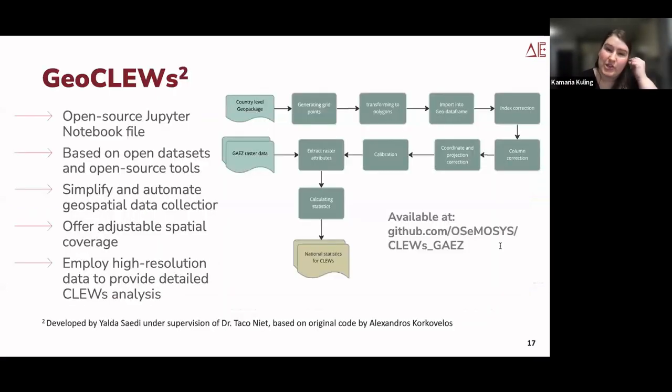And then another one is GeoCLEWs. As I mentioned, we got our land and water data from GAEZ, the Global Agroecological Zoning Database. And this tool, GeoCLEWs, was developed by a colleague, Yelda Saidi. With that GAEZ data, it is pretty cumbersome, very detailed. And so GeoCLEWs is our way of processing the data collected from GAEZ and clustering it in order to simplify the outputs and make them the way we want them for our CLEWs model. And this tool is available on GitHub.